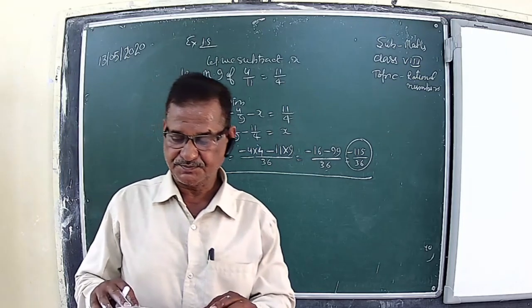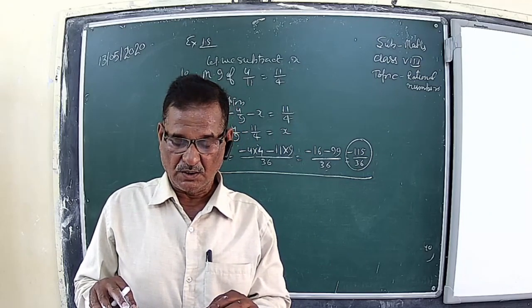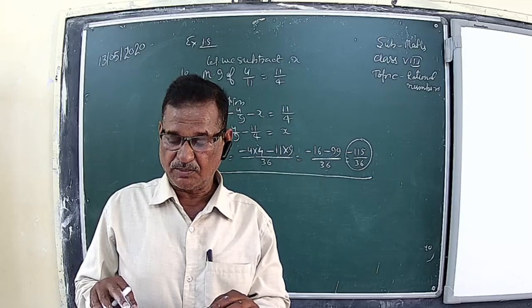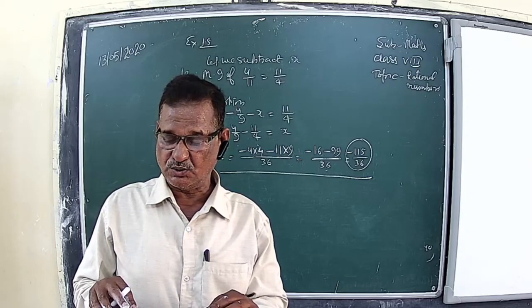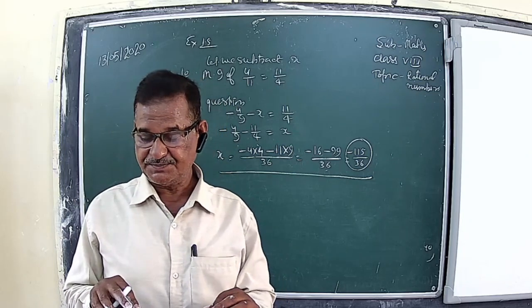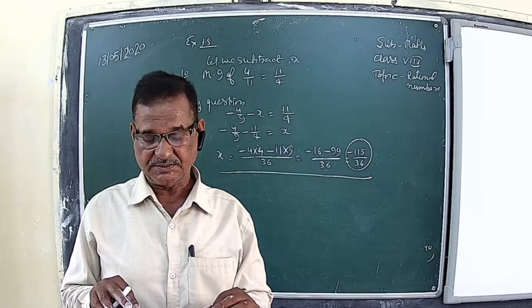Now see the next question. What should be multiplied with 4 by 7 plus 3 by 9 to get the additive inverse of minus 5 by 3 plus 7 by 8?